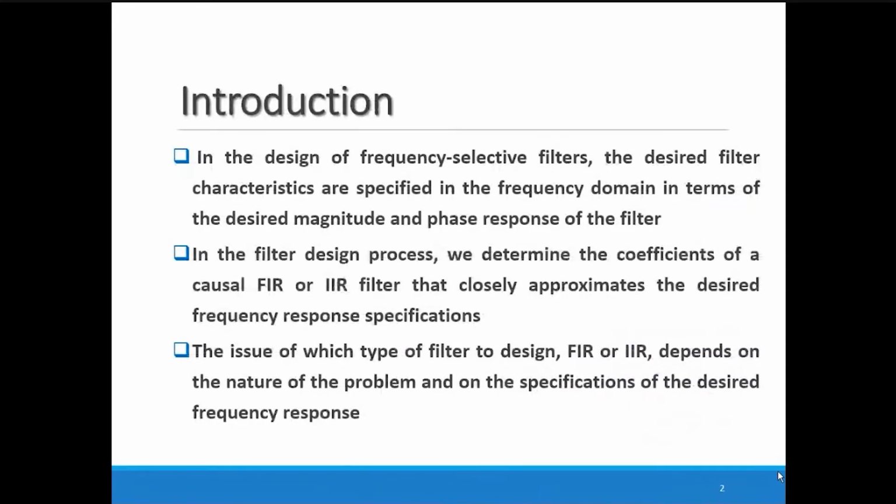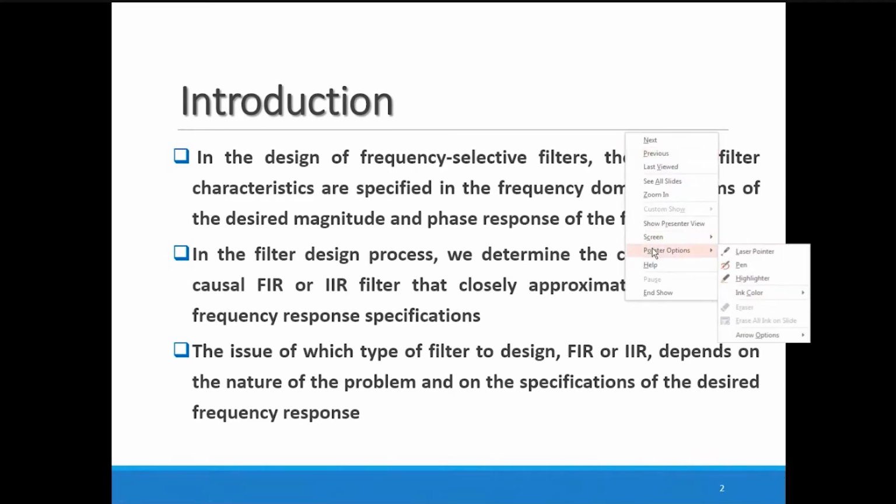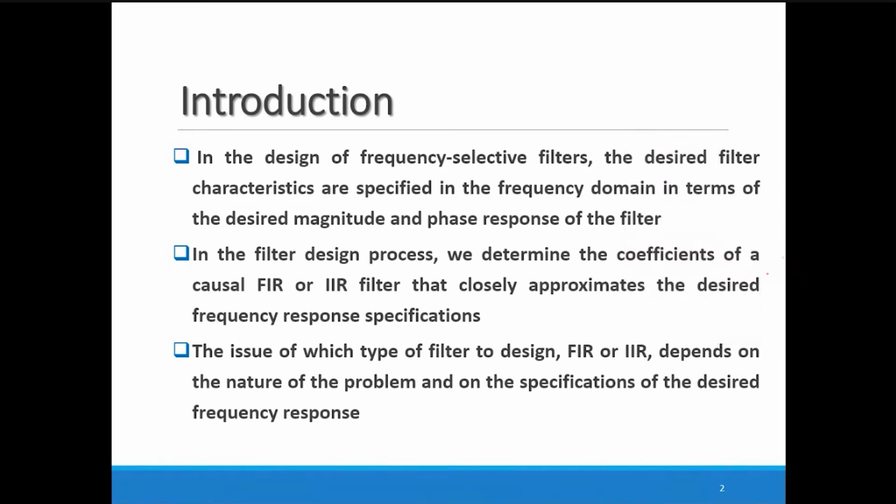Okay, so let us start with the introduction. In the design of frequency selective filters, the desired filter characteristics are specified in the frequency domain in terms of the desired magnitude and phase response of the filter. So when we design the frequency selective filters, we are specifying the parameters in terms of desired magnitude response and desired phase response.